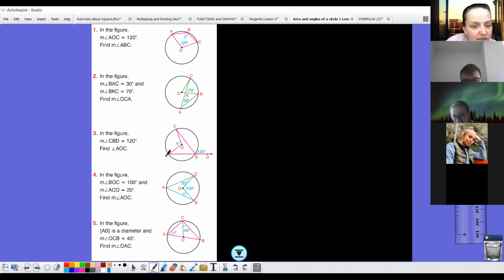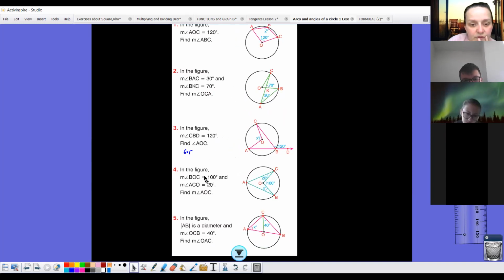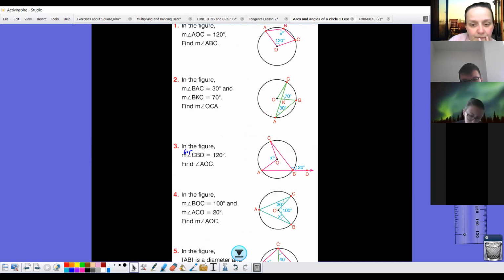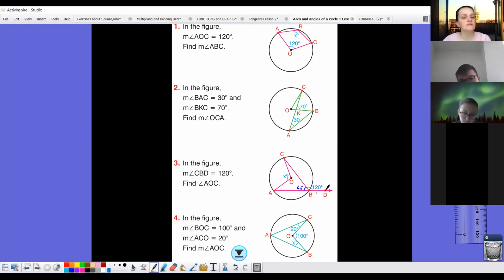So here, guys, ABD. Look, we have a straight line here. One part is 120. What will be the other part? 60. It will be 60. Let me make it bigger. This one I will take here. So we are solving this. So this part is 60 degrees, yes?